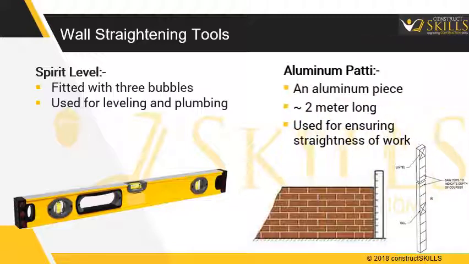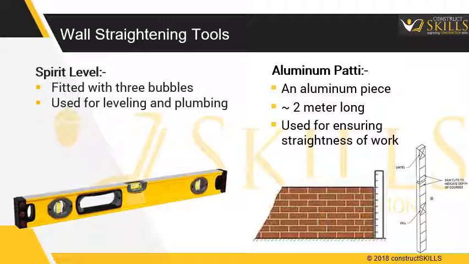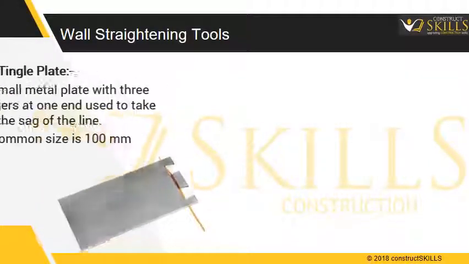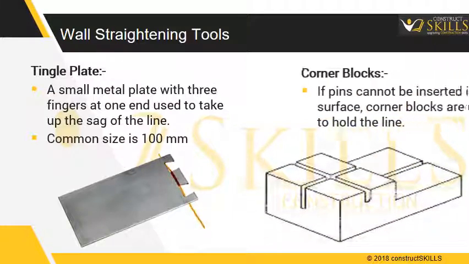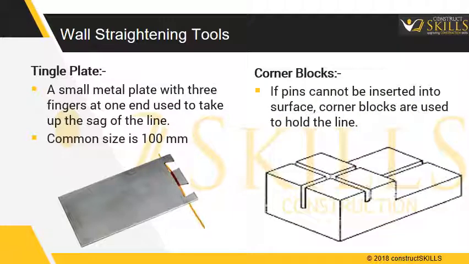Aluminum section is an aluminum piece, approximately 2 meters long, with markings, used for ensuring straightness of work. Tingle plate. A small metal plate, having 3 fingers, used to take up the sag of the line. Common size is 100 mm. Corner blocks. If pins cannot be inserted into surface, corner blocks are used to hold the line.